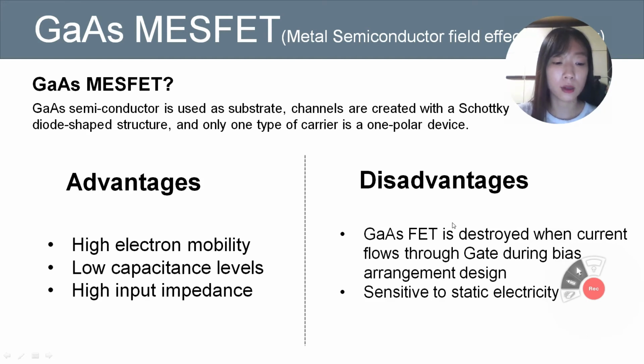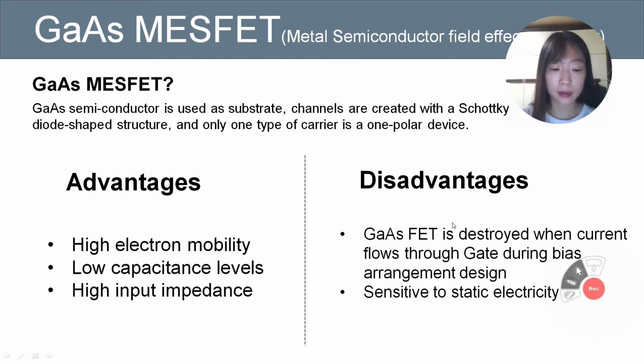First of all, the advantage is that the use of gallium arsenide provides a high level of electron mobility, which is required for high performance RF applications. Also, the Schottky diode gate structure results in very low stray capacitance levels, which lend themselves to excellent RF and microwave performance. Finally, the MESFET has a much higher input impedance when compared to bipolar transistors as a result of the non-conducting diode junction.